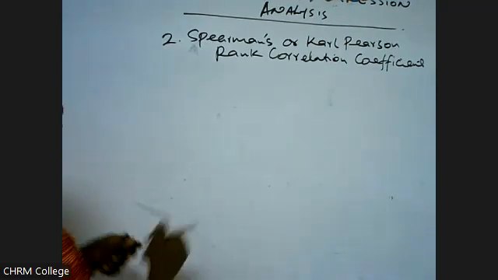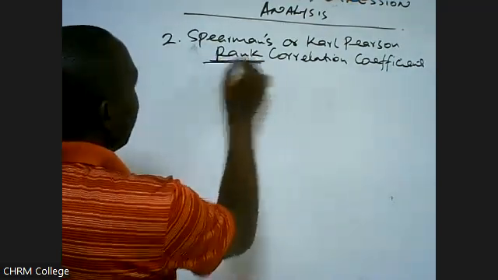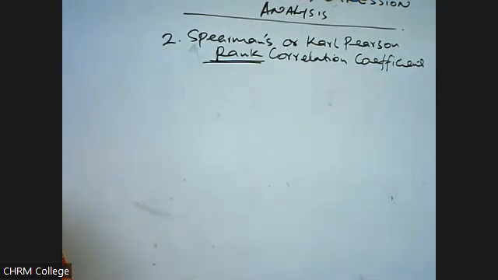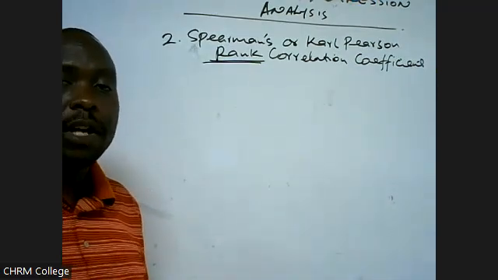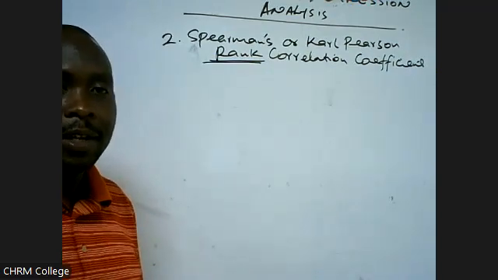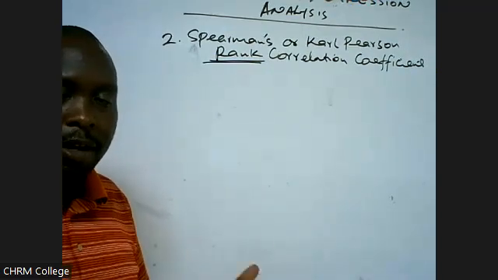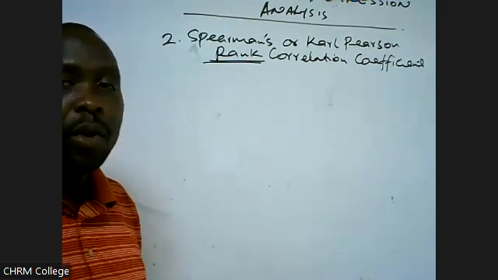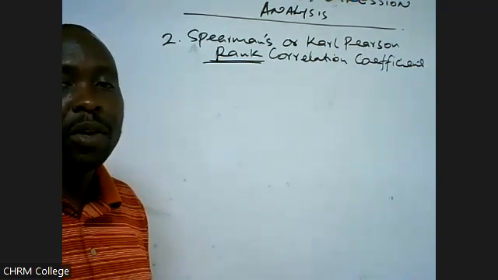The only difference is that, remember, this one has got the word rank, the other one does not have rank. This is the type of correlation that is measured on the values that are ranked. When you rank some values, you can determine the correlation between the rankings.